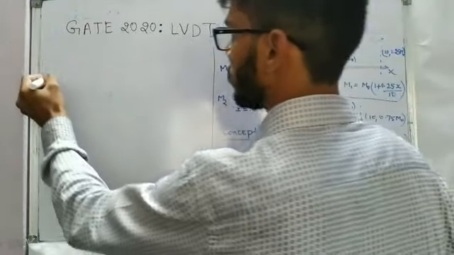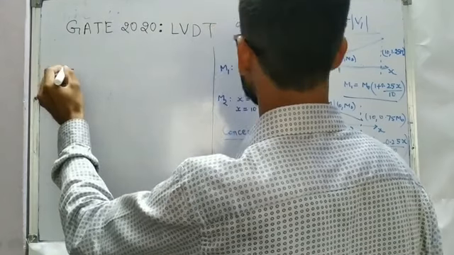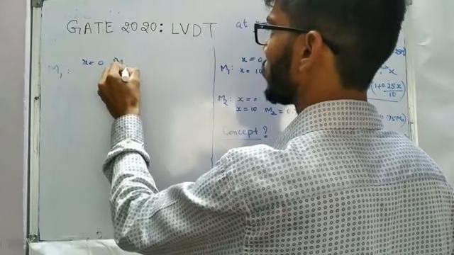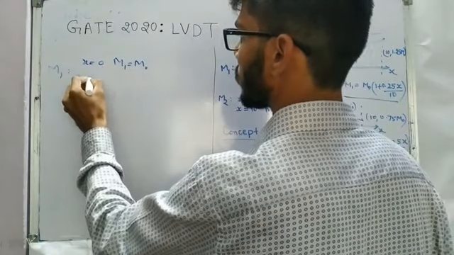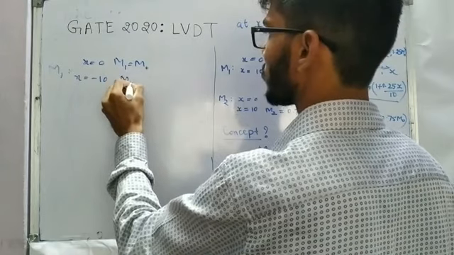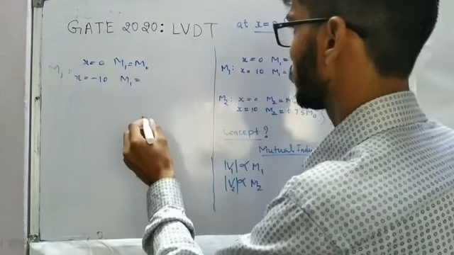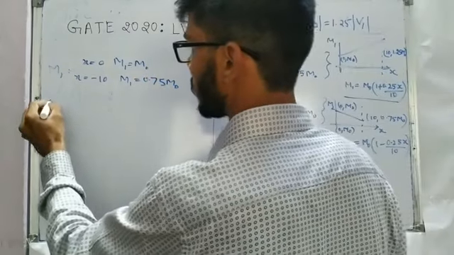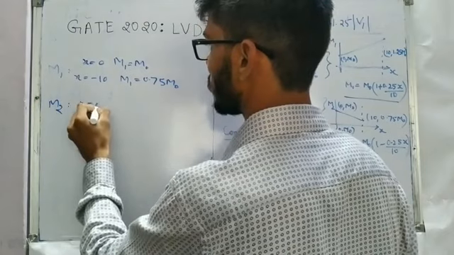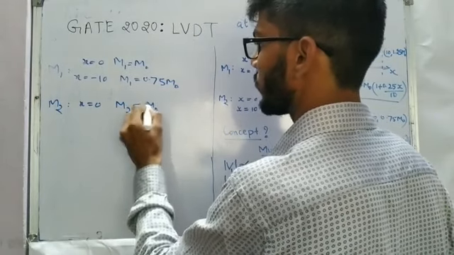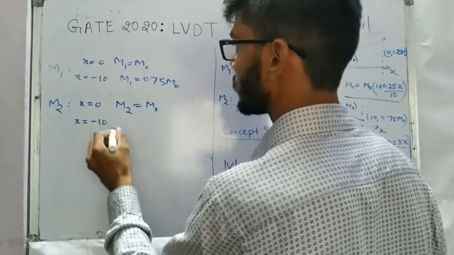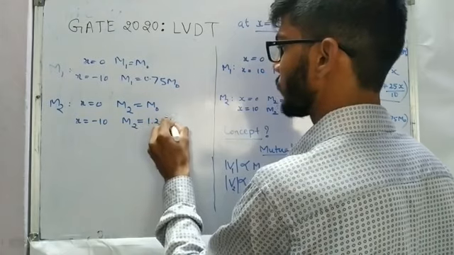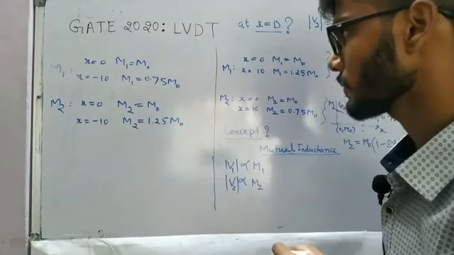In the other case, when displacement is taken downward, for M1 at x equal to 0, M1 is going to be M0, and when x equal to minus 10, M1 is going to change by 0.25, so it will decrease and become 0.75 M0. Whereas in the case of M2 at x equal to 0, M2 is M0, and at x equal to minus 10, M2 is going to increase, because we are taking the opposite direction.